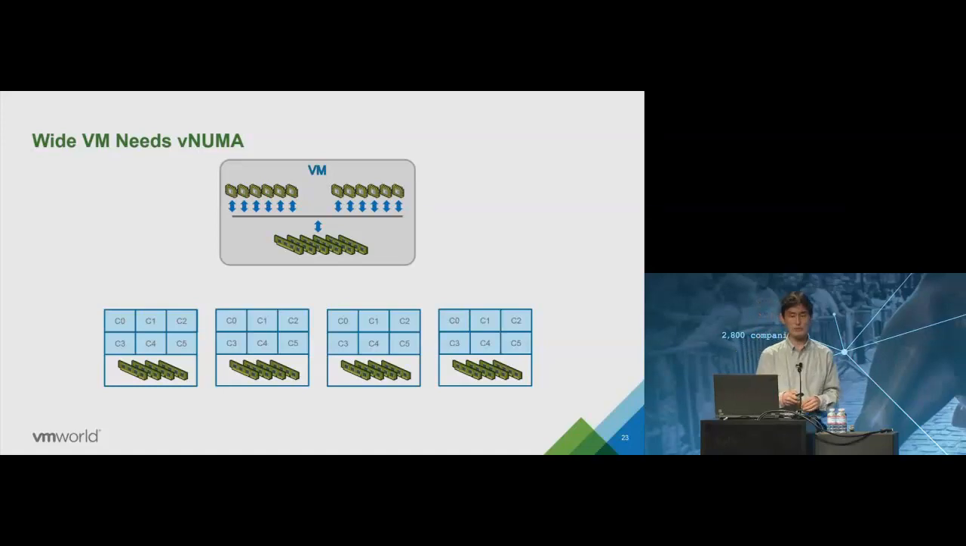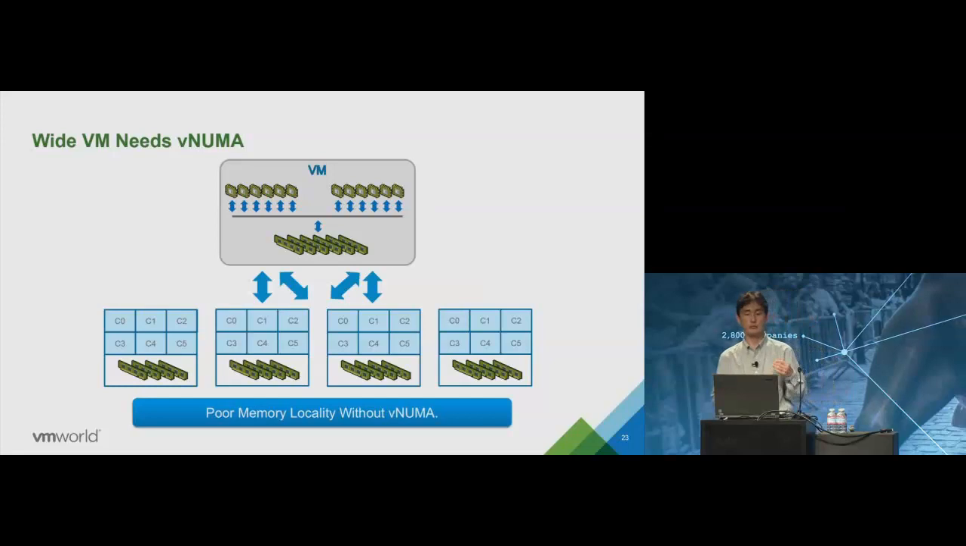What if your VM is big or wide? In this example, you have a 12 vCPU VM running on 2 NUMA nodes. This is a hypothetical example where virtual NUMA is disabled or not available. In this situation, the VM doesn't know about the NUMA system. It thinks it runs on top of a UMA system, or Uniform Memory Access system. So that means it may schedule a process on one node and allocate memory on the other node. So memory locality becomes worse, which means you pay more penalty.